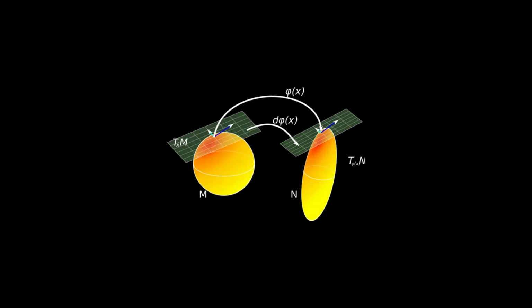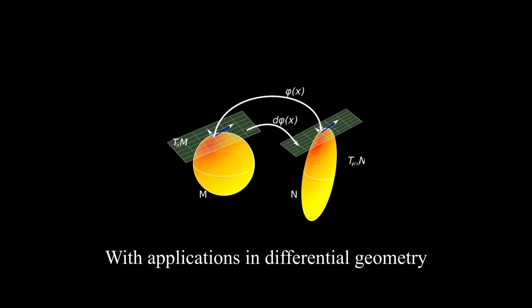JAX can even compute Jacobian vector products and vector Jacobian products. Consider a smooth map between smooth manifolds. JAX can compute the push forward of this map, mapping tangent vectors at points on one manifold to tangent vectors on another. This means that JAX provides a very powerful foundation for a wide variety of computational tasks. For example, push forwards are important in the field of differential geometry.